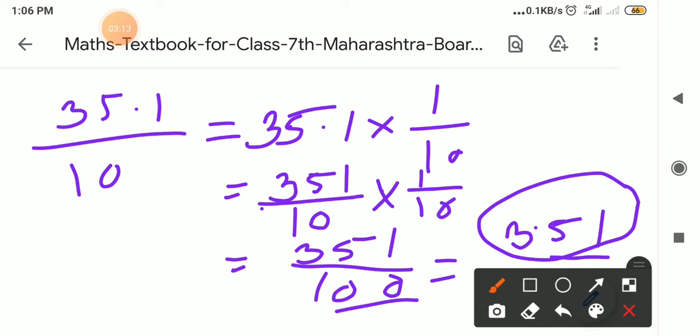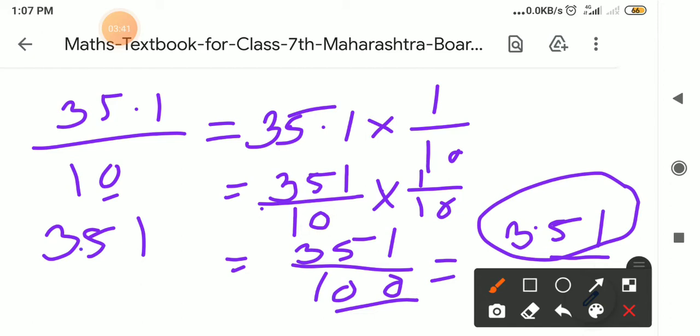Now the short method. I don't know who taught you, but the short method is that you just write down the number 351, only the numbers, without the decimal point. Actually the decimal point is after leaving one digit from the back side. On 10, how many zeros are there? One 0 is there. Here is one digit and one 0. That's why in total it is 2.